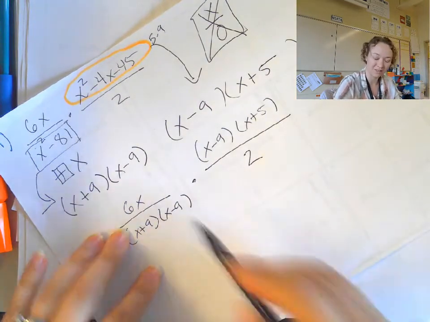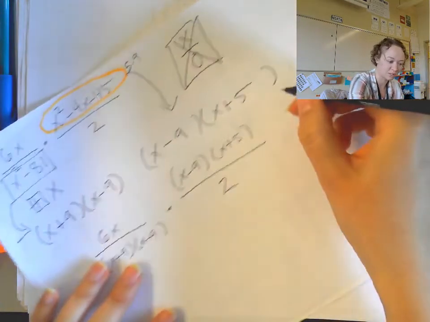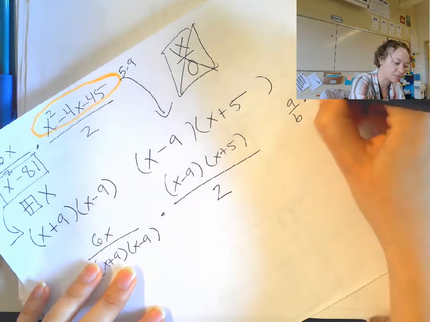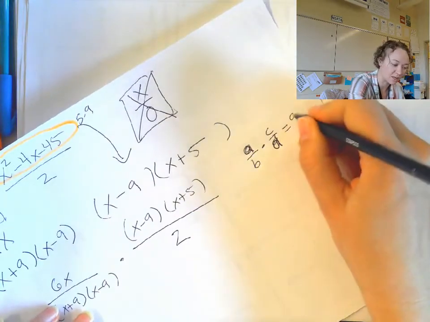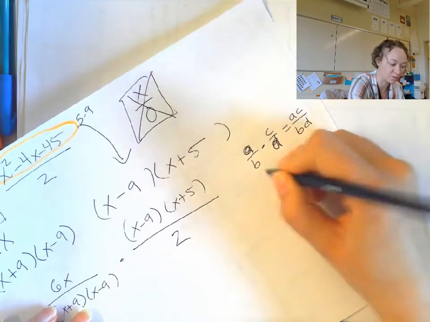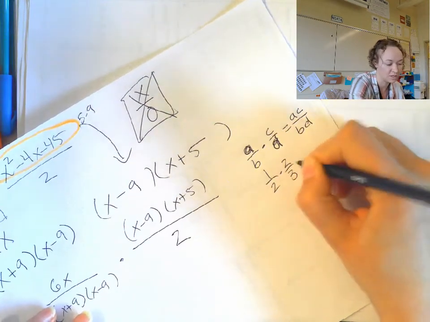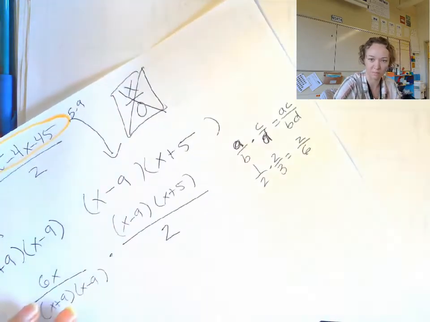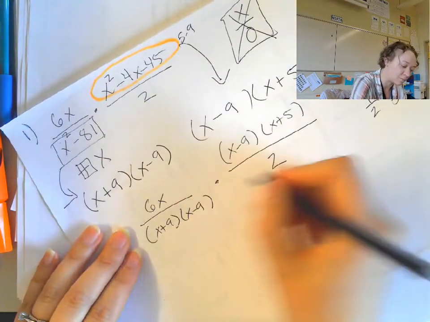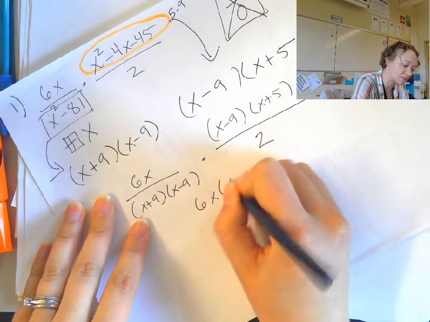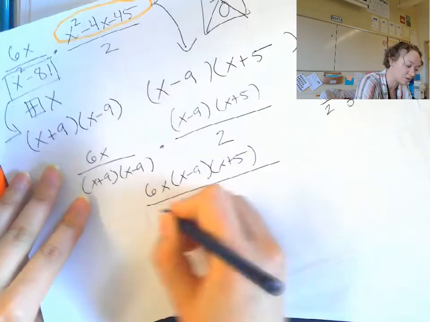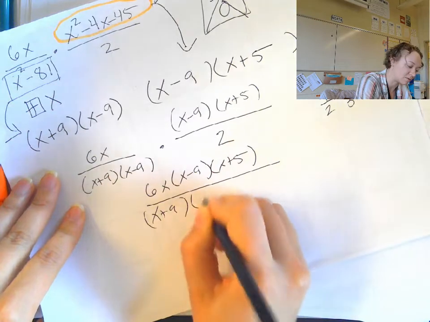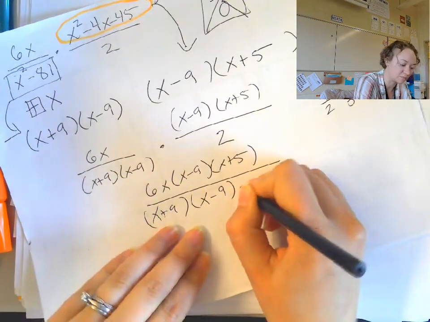So now, really, this is just one big problem, right? Because when we multiply fractions, a over b times c over d, that's just ac over bd. Like 1/2 times 2/3 is 2/6. You just multiply top and bottom. So I'm going to do the same thing here. I'm making this one big fraction. So 6x, x minus 9, x plus 5 over x plus 9, x minus 9, and then times 2.